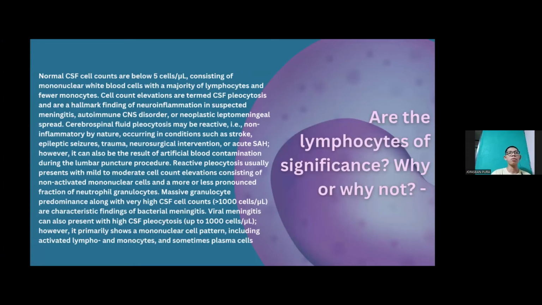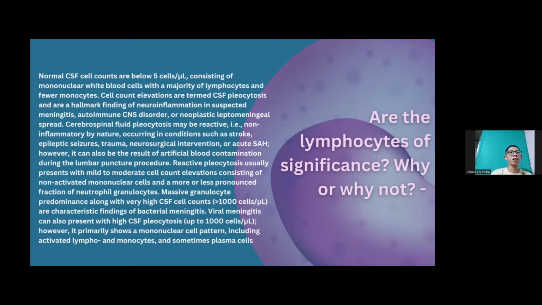Are the lymphocytes of significance? Why or why not? Normal cerebrospinal fluid cell counts are below 5 cells per microliter, consisting of mononuclear white blood cells with a majority of lymphocytes and fewer monocytes. Cell count elevations are termed CSF pleocytosis and are a hallmark finding of neuroinflammation in suspected meningitis, autoimmune CNS disorder, or neoplastic leptomeningeal spread.